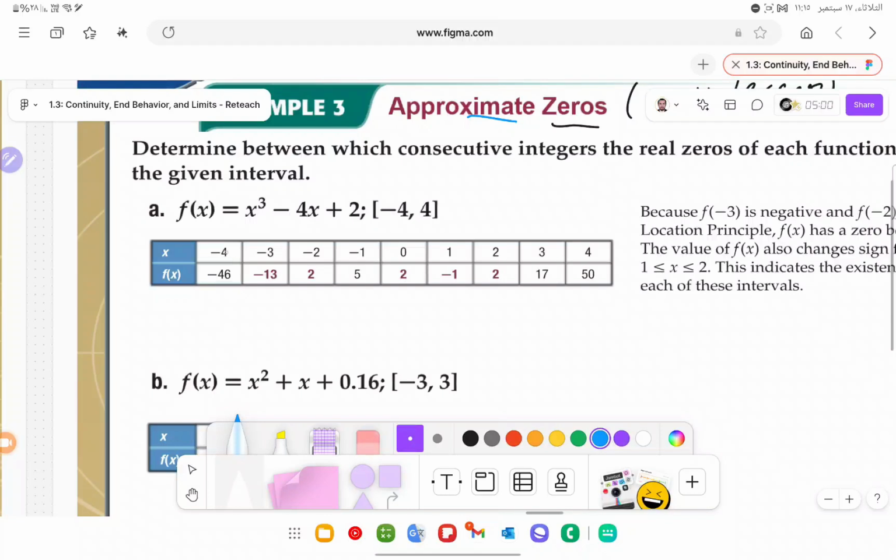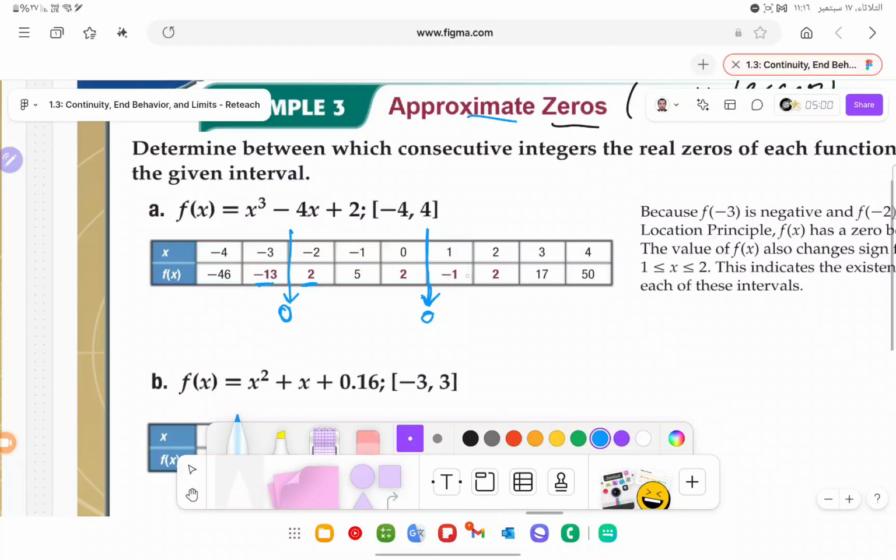Look at this one. This is x: -4, and y is -46; -3, -13. So is there a 0 between -46 and -13? No. Now let's go to -3 and -2. With -3 in x, you get -13, and with -2 in x, you get 2. As you can see, this is negative, this is positive, so for sure there will be a 0 between them. Now, between 2 and 5, there is no negative. Both of them are positive. Then 2 and -1: positive and negative, so for sure there will be a 0 here.